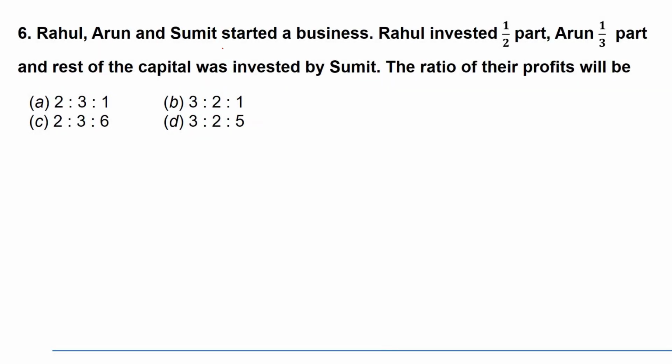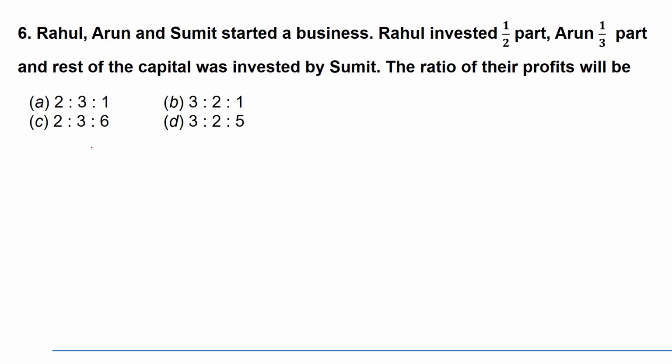Rahul, Arun, and Sumit started a business. Rahul invested half of the capital, Arun one third of the capital, and the rest of the capital was invested by Sumit. The ratio of their profits will be? Here they have not mentioned anything about the time period, so we shall directly calculate the ratio based on the investment.